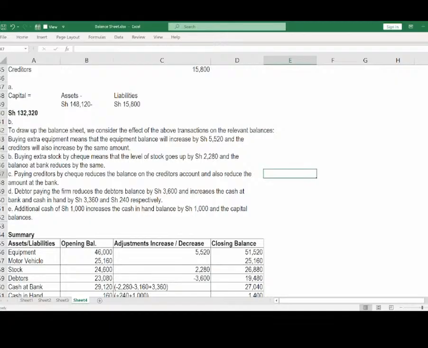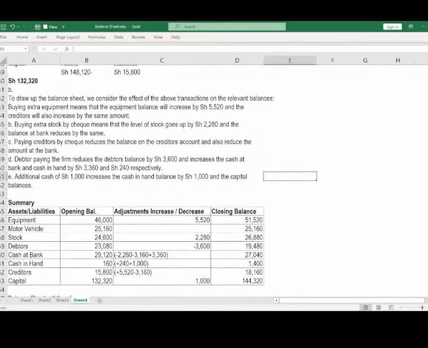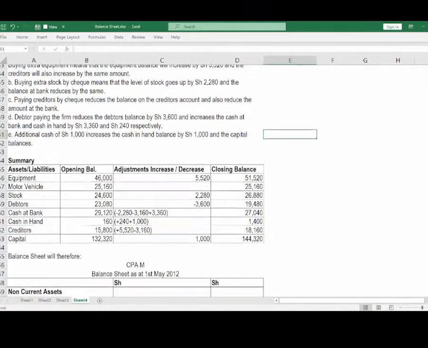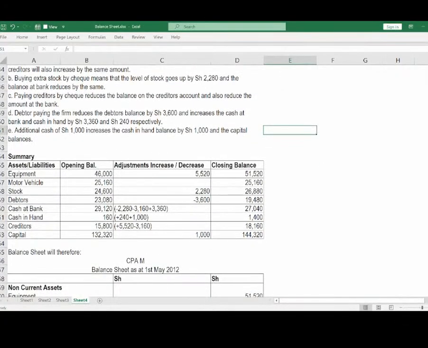Then paying creditors by cheque reduces the balance on the creditors account and also reduces the amount at the bank. So a debtor paying the firm reduces the debtor balance by 3,600 and increases the cash at bank and cash in hand by 3,360 and 240 respectively. Then additional cash of 1,000 increases the cash in hand balance by 1,000 and the capital balance.